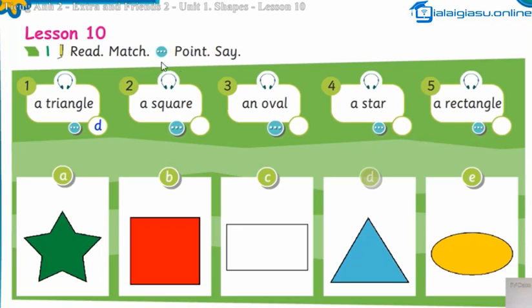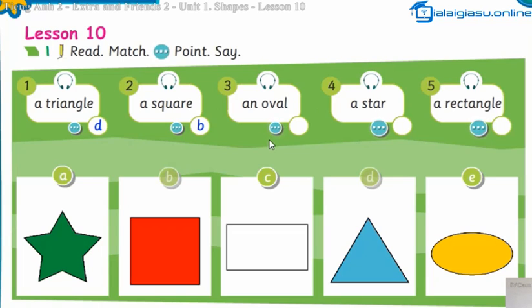Number two, a square. A square là hình gì vậy? Các bạn còn nhớ không? Is that A? No, it isn't. Is that E? No, it isn't either. So the answer is B? Okay, let's see. It's B, very good. Vậy thì square là hình vuông. Good job.